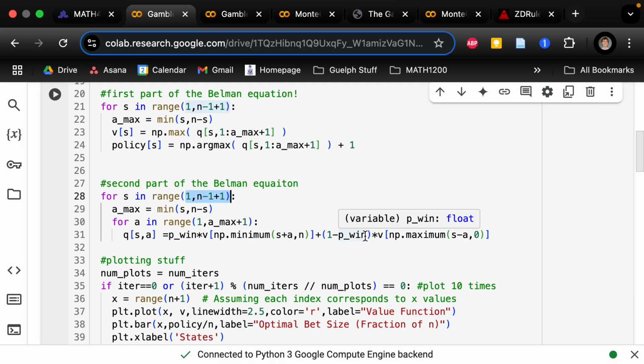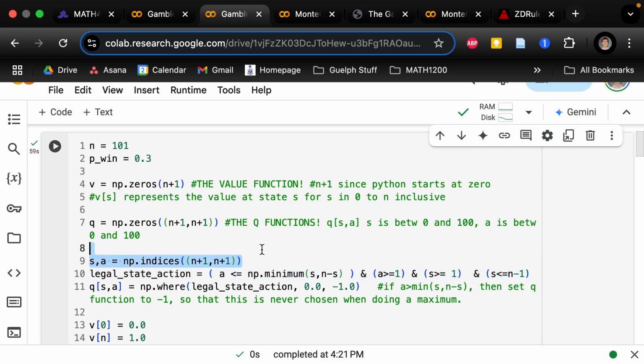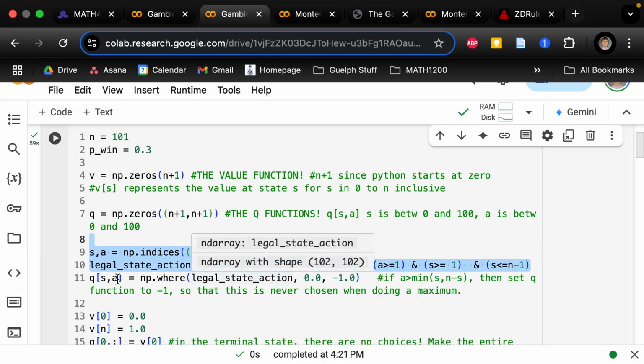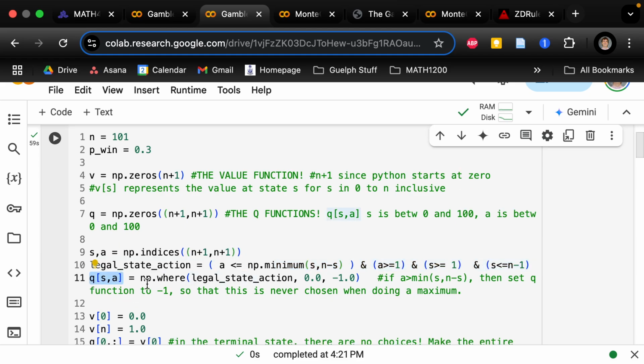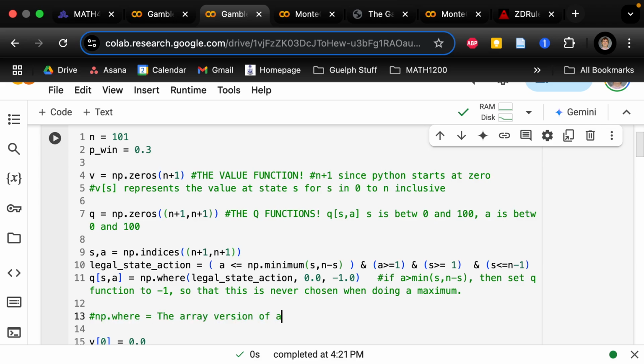So it's kind of taking all the stuff that was distributed and putting it all on one line using this np.indices that we learned about last class. So that's an array of Booleans. And now you can set the Q of SA. There's this np.where function. And np.where really is the array version of an if statement. Let me write that down. np.where equals the array version of an if statement.